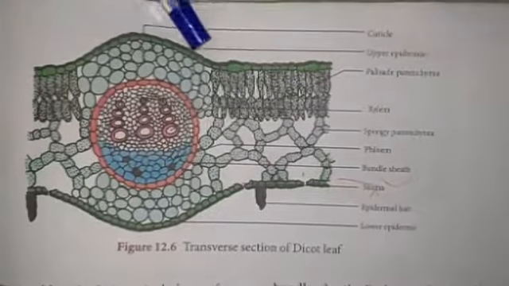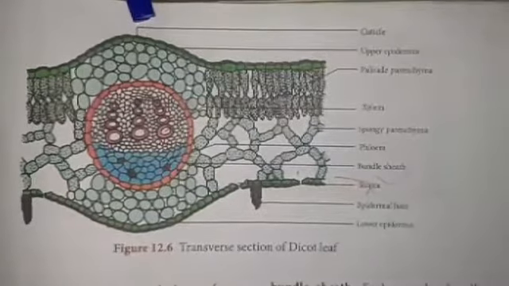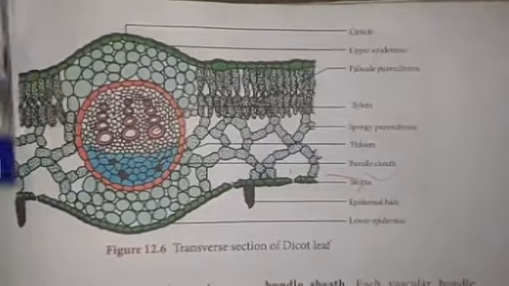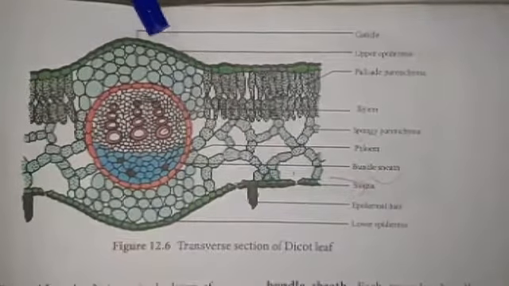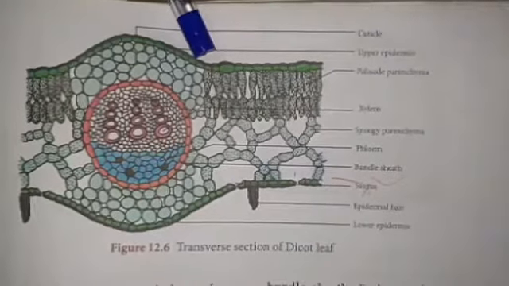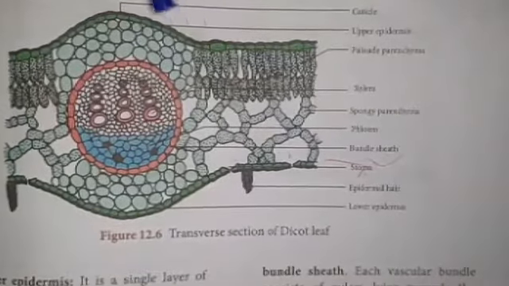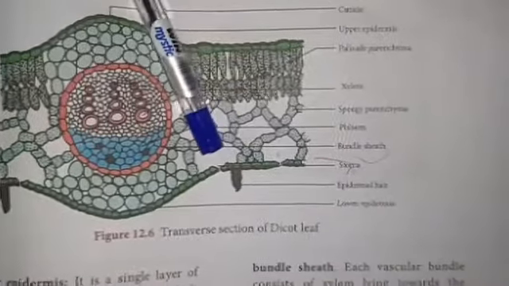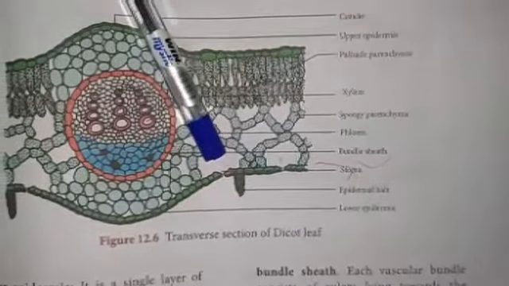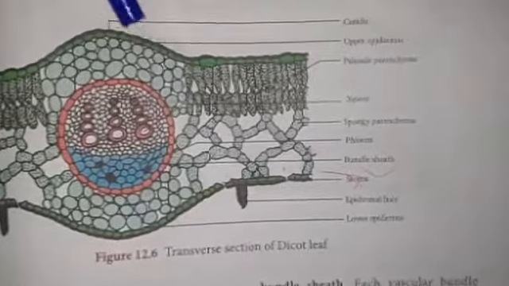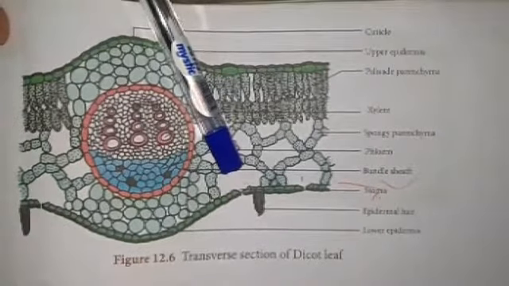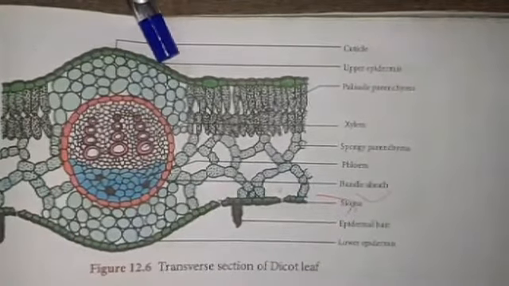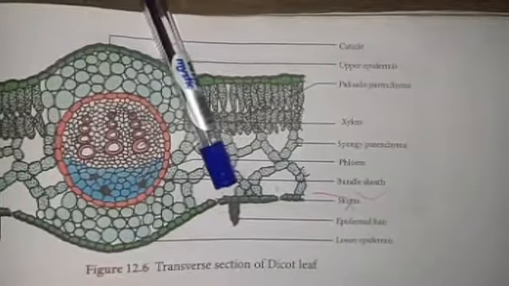Above the epidermis, a thick cuticle is present. The cuticle is present in both the upper and the lower epidermis. Compared to the lower epidermis, the upper epidermis has a very thick cuticle in order to check transpiration. The epidermis possesses minute openings called stomata. The stomata are fewer in number in the upper epidermis and more in the lower epidermis. Their function is also to check transpiration, and exchange of gases takes place with the help of the stomata.